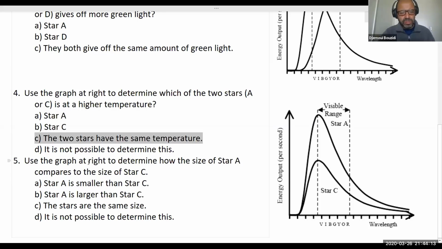Use the graph to the right to determine which star is larger. Of course, star A is much bigger because it's emitting more radiation, as you can clearly see. Its peak is higher in intensity than the other one, so it must be bigger in size. So star A must be larger than star C.